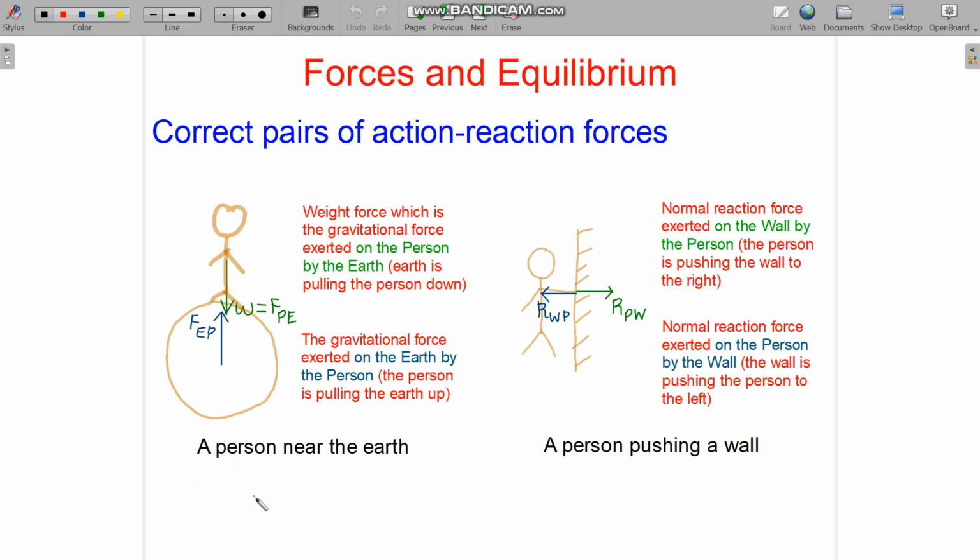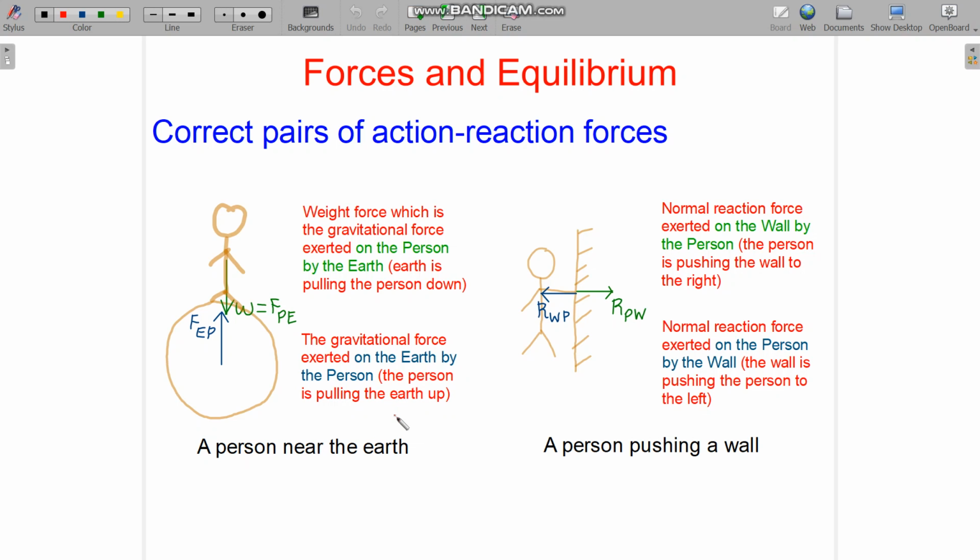So the correct pairs of action-reaction forces, for example, a person near the earth. The person doesn't even have to touch the earth actually. So weight, which is gravitational force, this is FPE, FEP. Weight force, which is gravitational force exerted on the person by the earth, which means the earth is pulling the person down, is the pair to this force, also gravitational, on the earth by the person. So the person is also pulling the earth up at the same time actually.